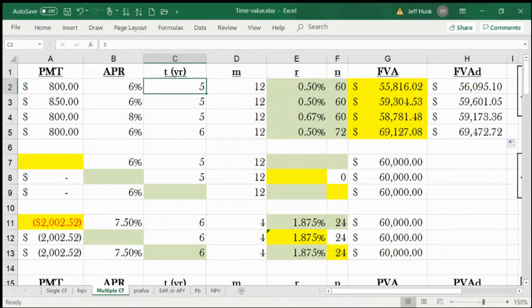So let me switch to the whiteboard, because I need to. Do you all see this whiteboard? Okay, now let's do this. The formula is the future value of annuities.